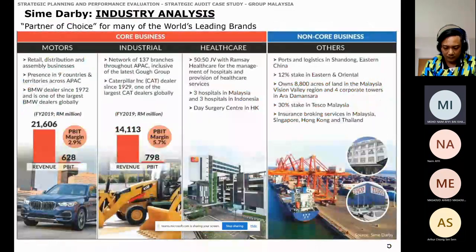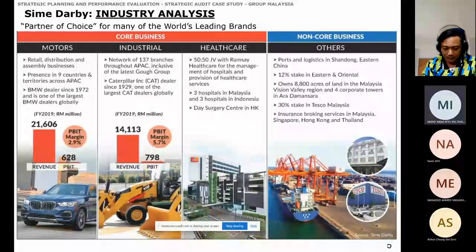All right, so let's look at the industry analysis. As mentioned at the beginning, they started small, focused on plantation, and then went on furthermore. I have identified the core business and non-core business. The core business is focused on motors, industrial and healthcare. BMW is one of their brands, and they have a plant to manufacture BMWs.